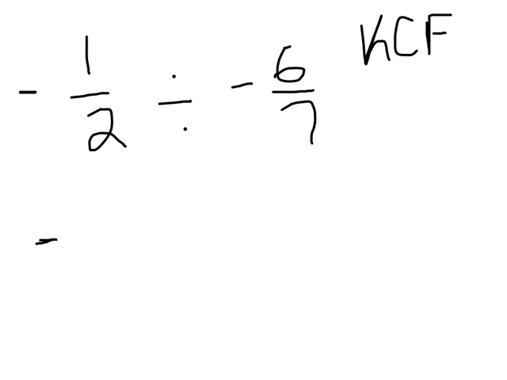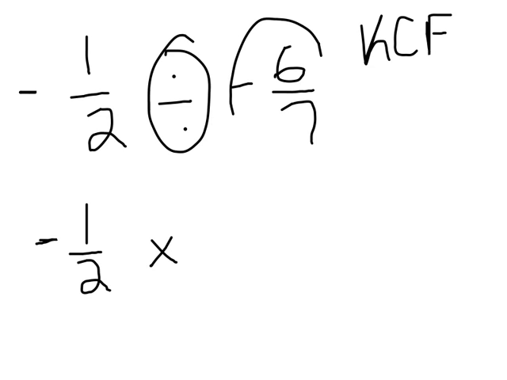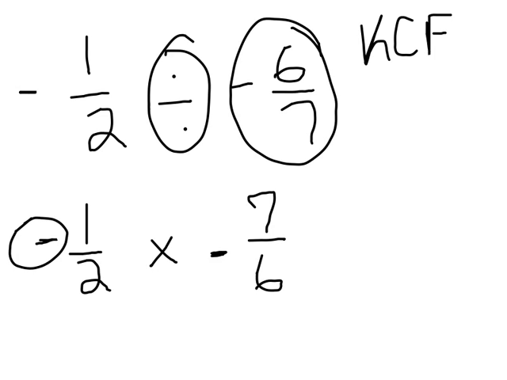All right, so keep, change, flip. I'm going to keep my negative 1/2, change my division sign to a multiplication sign, and then I'm going to flip 6/7 to get 7/6. And now I'm going to multiply straight across. Again, I see that I have two negatives. A negative times a negative is a positive, so my negatives are gone. 1 times 7 is 7. 2 times 6 is 12.